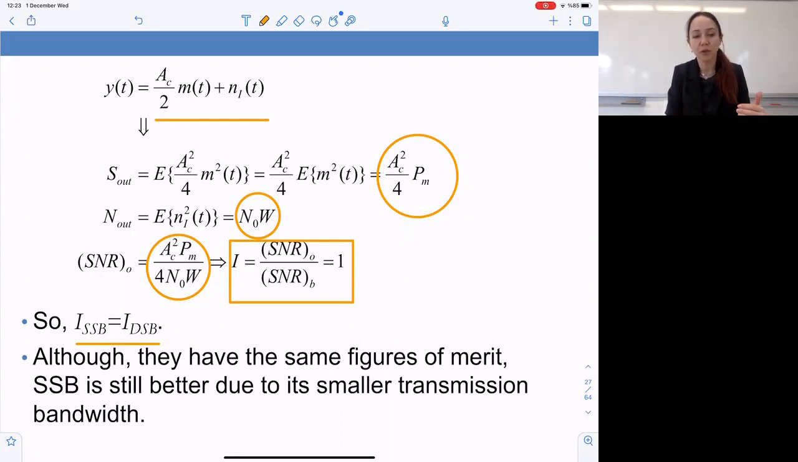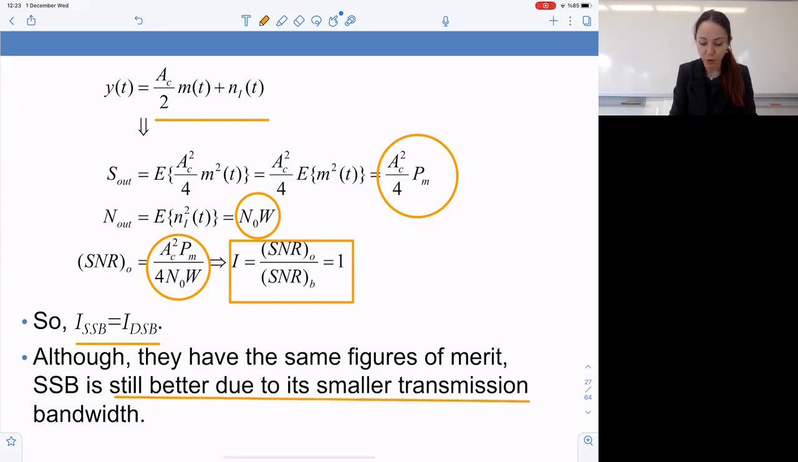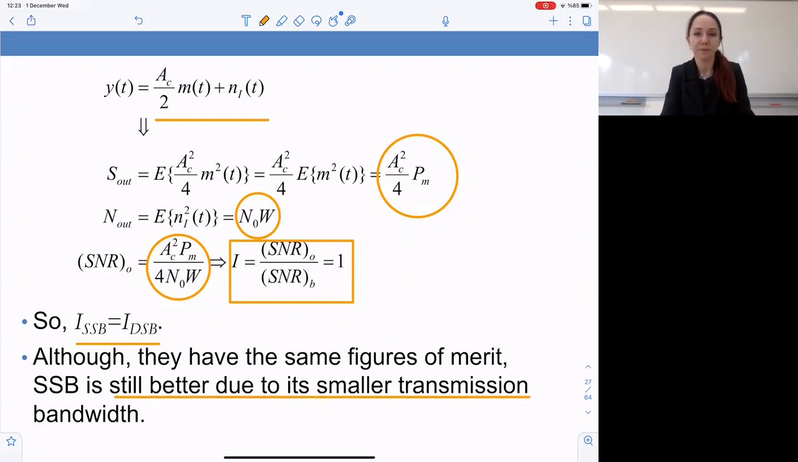SSB still dominates double sideband, provided it can be used. Remember, the signal has to have a DC null. But if you can use SSB, it's still a better idea due to its smaller transmission bandwidth.